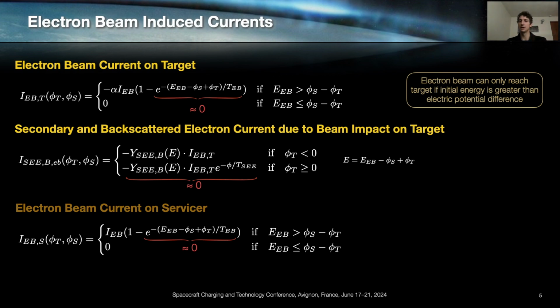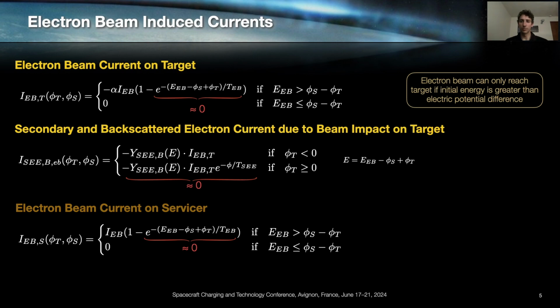Because we're using the electron beam, we also have to consider the electron beam induced currents. The electron beam induced current on the target is negative because we bring negatively charged electrons to the target. But at the same time, these electrons again excite secondary and backscatter electrons that provide a positive current on the target spacecraft. For the servicer, the emission of the electron beam results in a positive current due to the emission of negative charge.